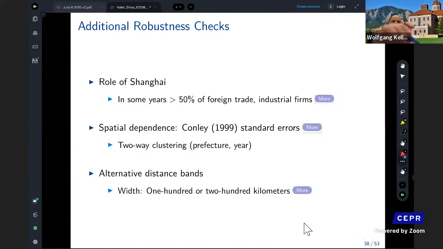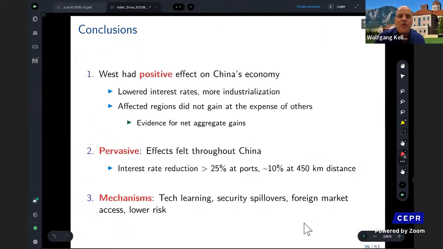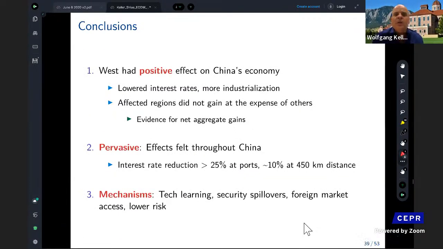I've already done a couple of robustness checks, and we can talk about some more. Let me just move to the conclusion here. So we hope to have convinced you that the West had a positive effect on China's economy. It had a positive effect in a difference-in-difference sense, which estimates a relative effect. We've seen that Western presence lowered interest rates, which led to more industrialization.